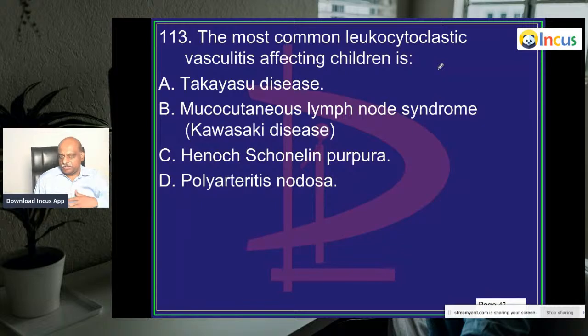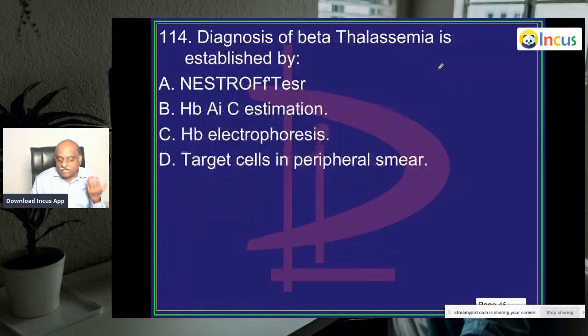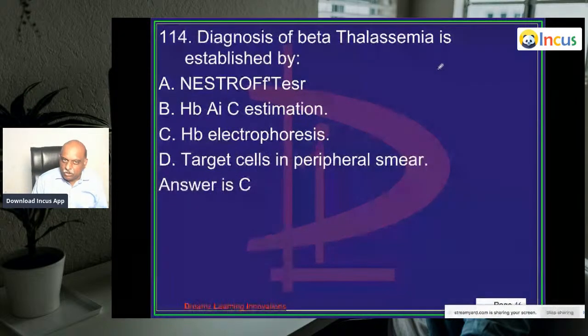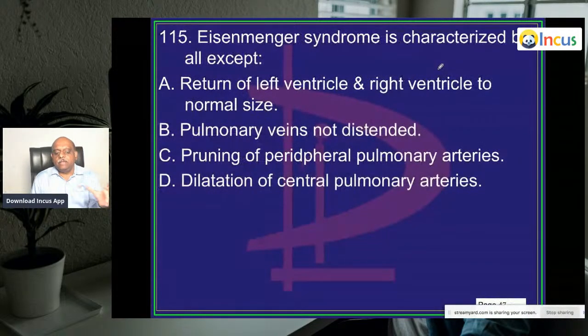Leukocytoclastic vasculitis affecting children, think of Henoch-Schonlein purpura. Beta thalassemia, it is the hemoglobin electrophoresis which will help you to identify the chain composition and make a diagnosis. Eisenmenger syndrome, what is the meaning of it?